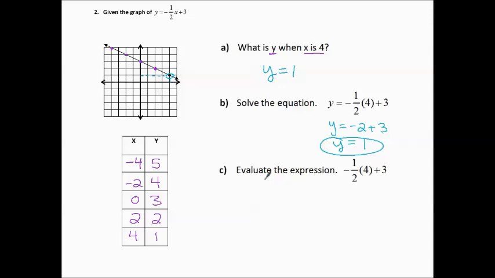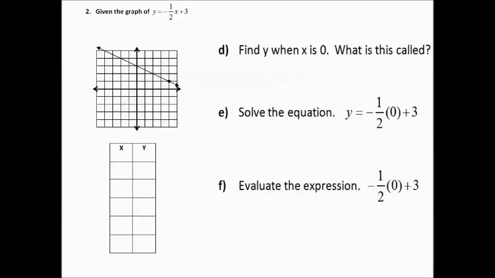Versus if we look at C, B says y equals 1. C, I'm going to be evaluating the expression. Now notice the difference here. My expression does not have a y equals. This means it's an equation. This means it's an expression. So what I have here, I'm going to replace the value, evaluate. I have the value of 4, and I'm going to do the same math, negative 2 plus 3. So I get a value of 1. Here my solution is y equals 1. Here my solution is just 1. Solving an equation versus evaluating an expression.